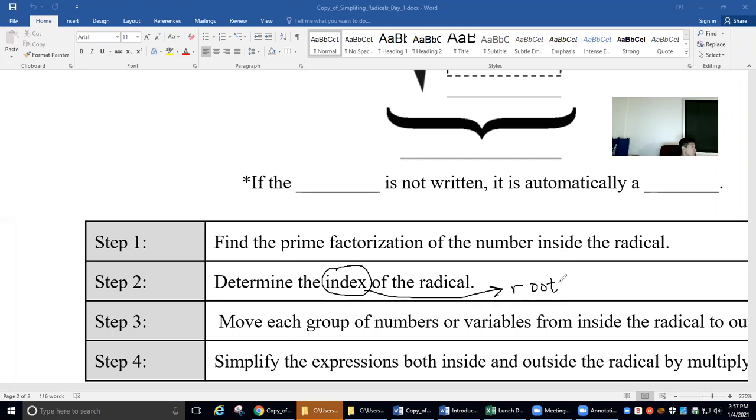In this class for the rest of the year, we will focus only on the square root to have a firm understanding. Next year, when you go to Algebra 2, you go on to bigger roots, like the third root, the fourth root, the fifth root. Those get a little bit more complicated. We're just going to start with the basic knowledge of the square root. Then we're going to move each group of numbers or variables from inside the radical to the outside, and then simplify the expression.